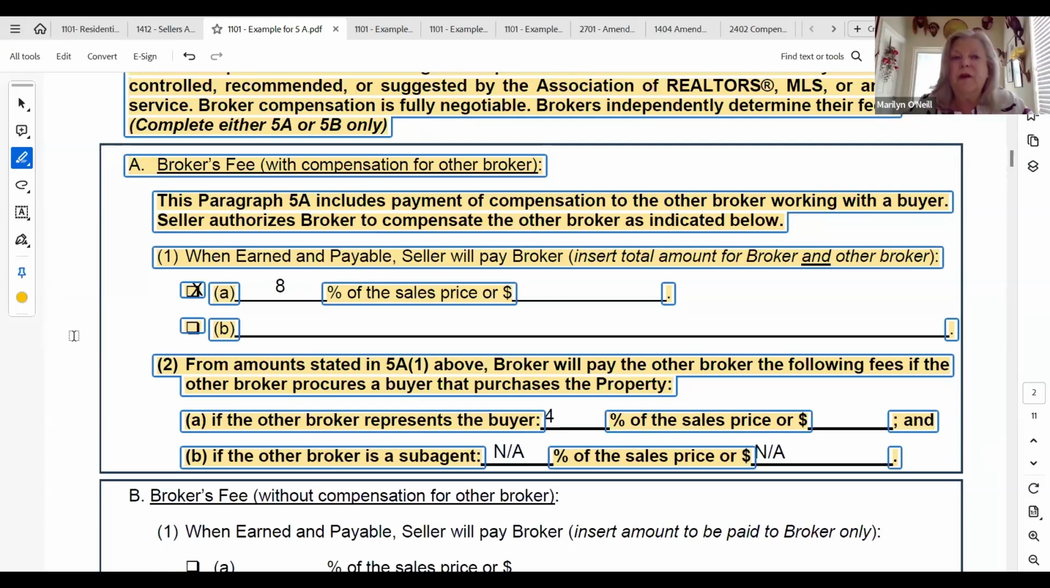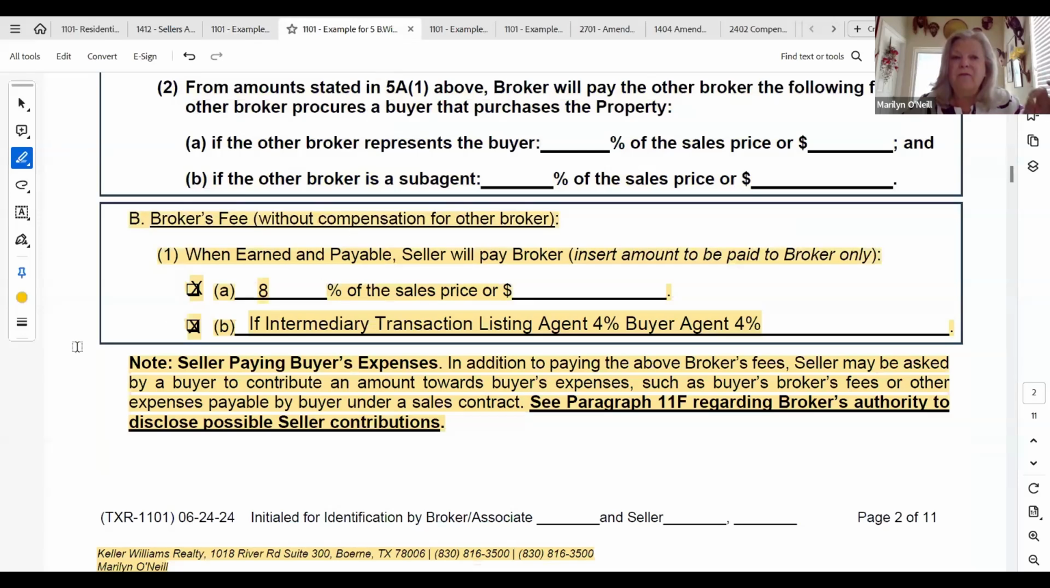Okay, any more questions on 5A? Okay, so now we're going to look at the or. Remember, it's either 5A or 5B, but not 5A and 5B. So 5B says broker's fee without compensation for other broker. That means your seller is not giving you permission to communicate that you are going to cooperate with other brokers. This is just going to be all your compensation only. They're not allowing you to cooperate with compensation for another broker.